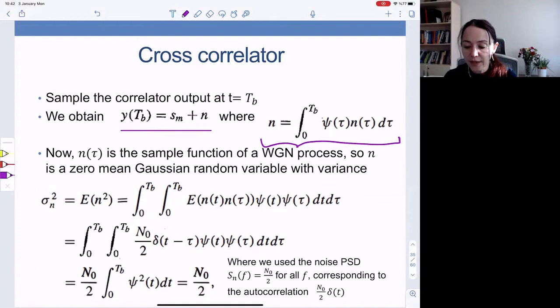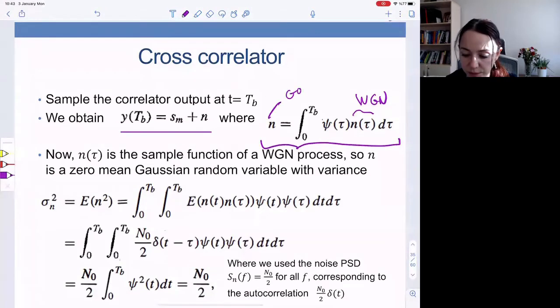Okay, n is a noise term that comes from taking this white Gaussian noise and passing it through a linear operation. But you know that when we pass a Gaussian random process through a linear operation like this, the result is a Gaussian random variable. So n is Gaussian.